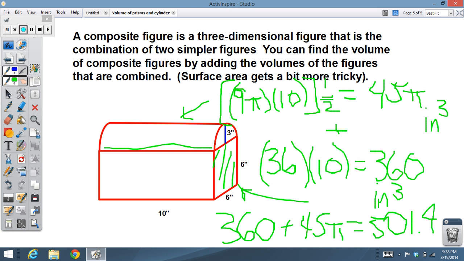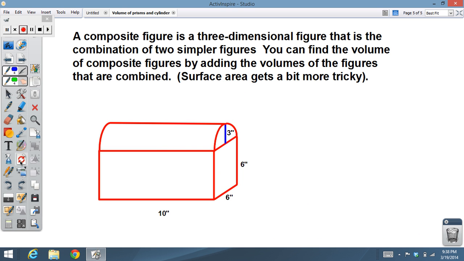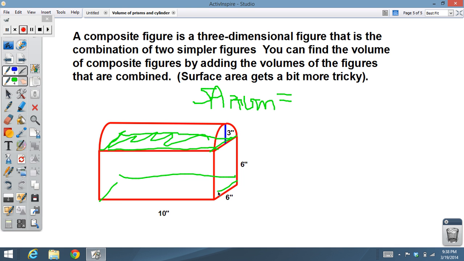Now, just for fun, let me show you how surface area gets a little more tricky. A little quick review on surface area. All right, surface area of the prism, the bottom part. Remember, surface area of a prism is usually 2B plus Ph, right? But notice, I'm not using this base here. If I consider this to be the base and this to be the base, notice I'm not using that top one, am I? So we're not going to consider that.